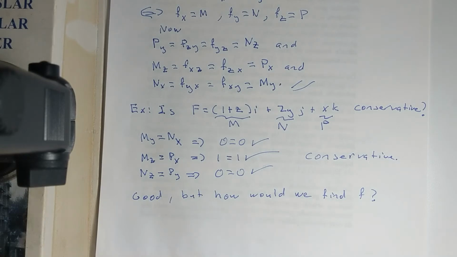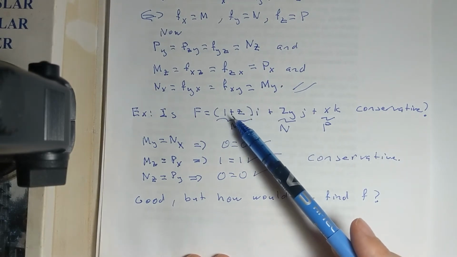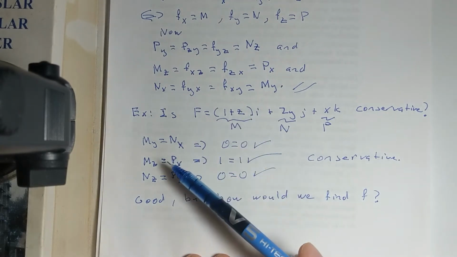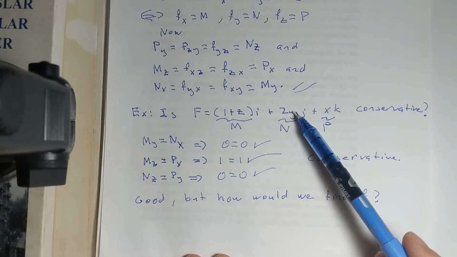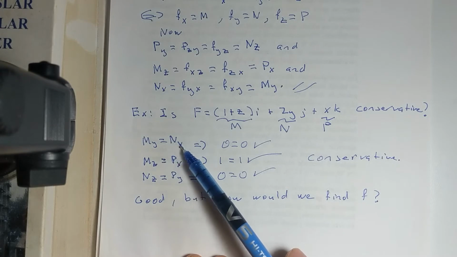F is equal to 1 plus zi plus 2yj plus xk. So what the question is, is this vector field conservative? So what do we need? We need m sub y, in other words, f sub xy, to be equal to f sub yx. So I want m sub y to be equal to n sub x.